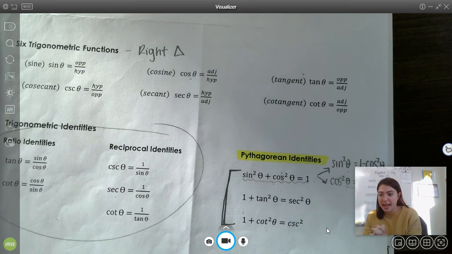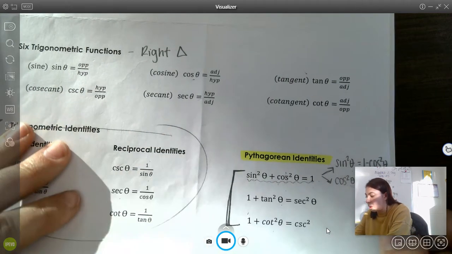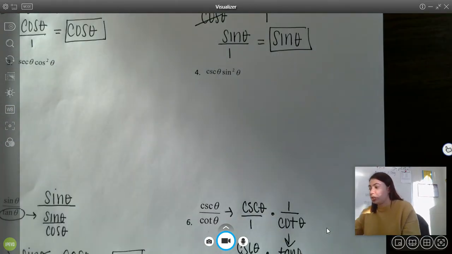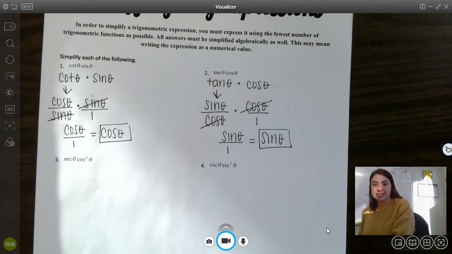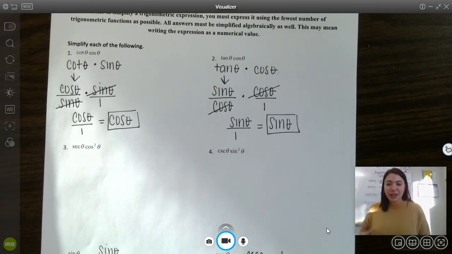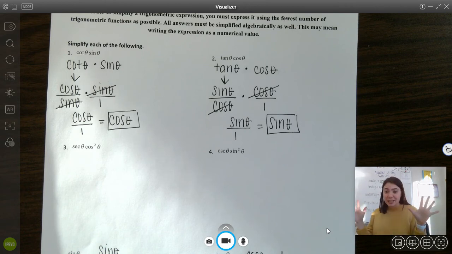Your homework for tonight is just that first page of the homework worksheet, so numbers 1 through 6. If you think about it, we did 1, 2, 5, and 6 together. So let's just worry about 3 and 4 on your own, and then you can check your answer with the key. All right, other than that, I will see you in class tomorrow.